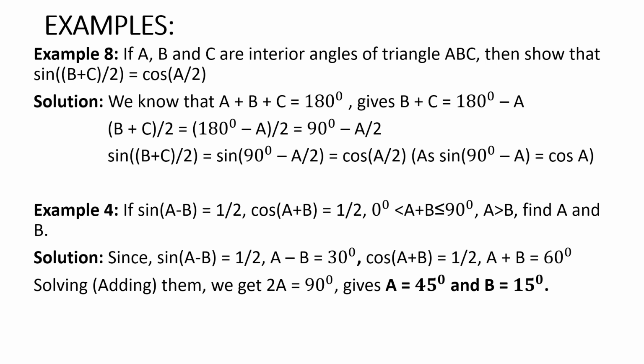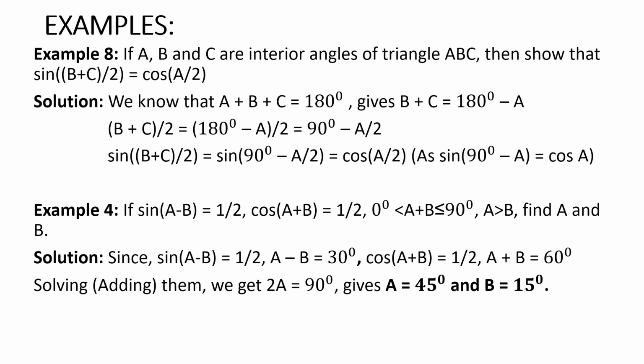If A, B and C are interior angles of triangle ABC, then show that sin((B+C)/2) is equal to cos(A/2). Now here, since A, B and C are given, we know that the sum of the three angles of the triangle is 180 degrees. So A + B + C is 180 degrees, which gives B + C as 180 degrees minus A. So (B+C)/2 is (180 minus A)/2, or 90 degrees minus A/2.